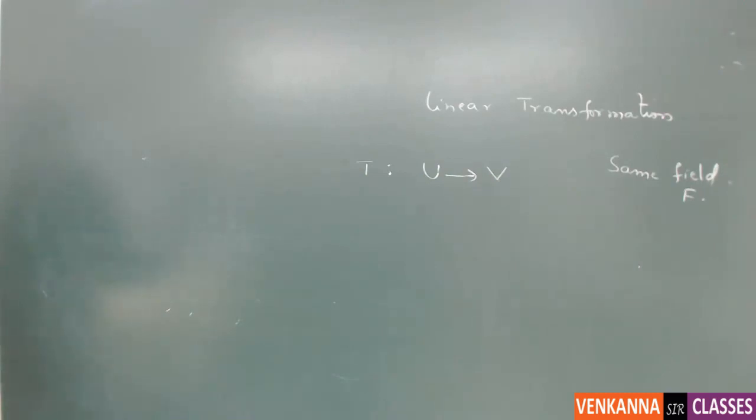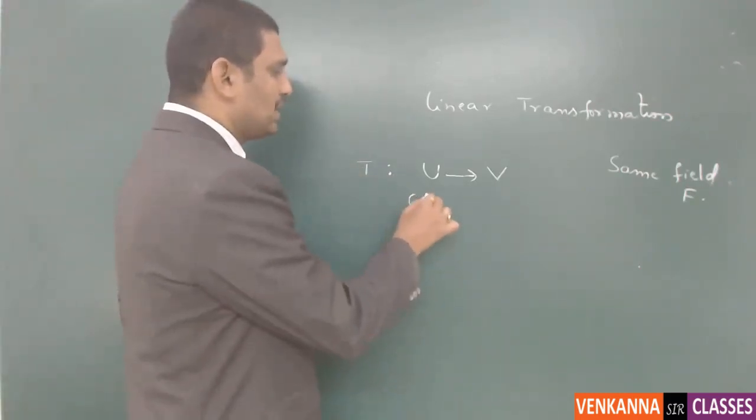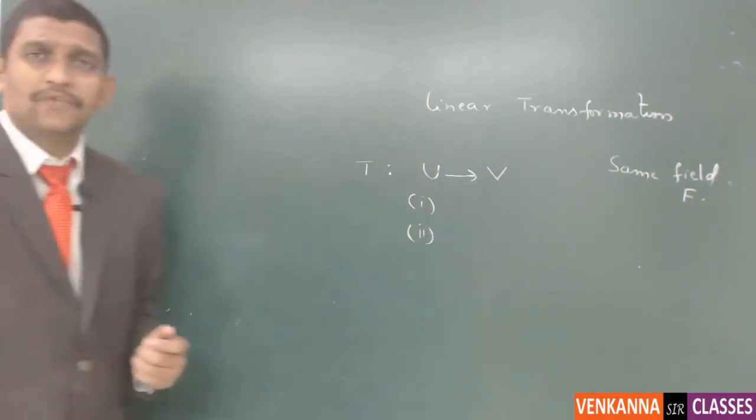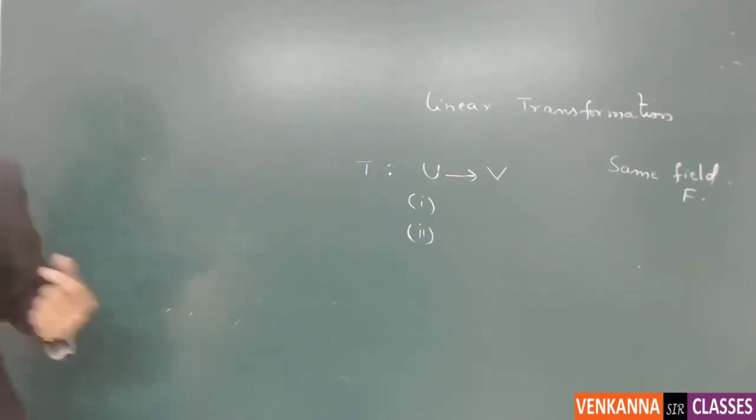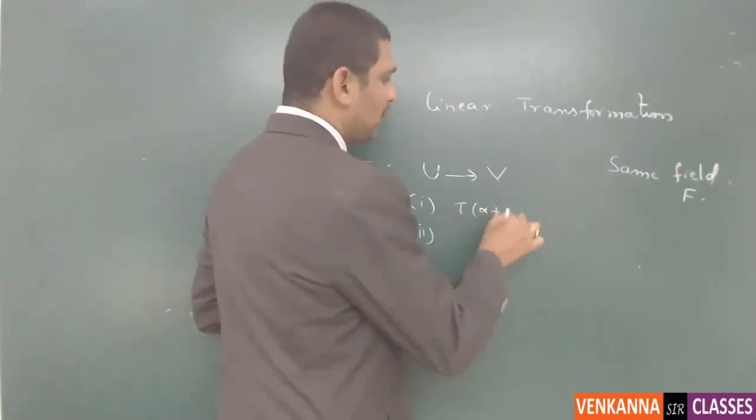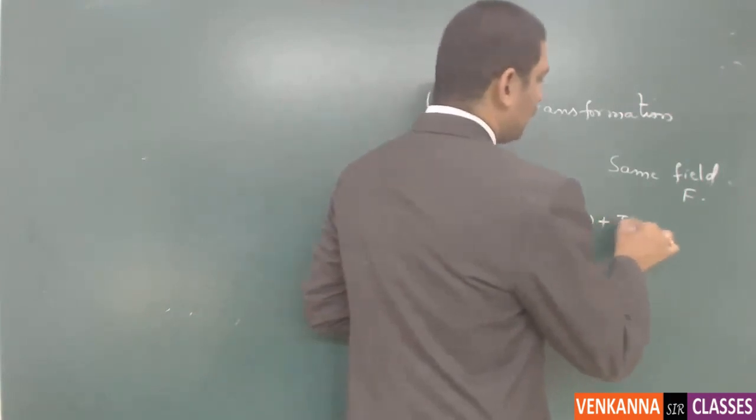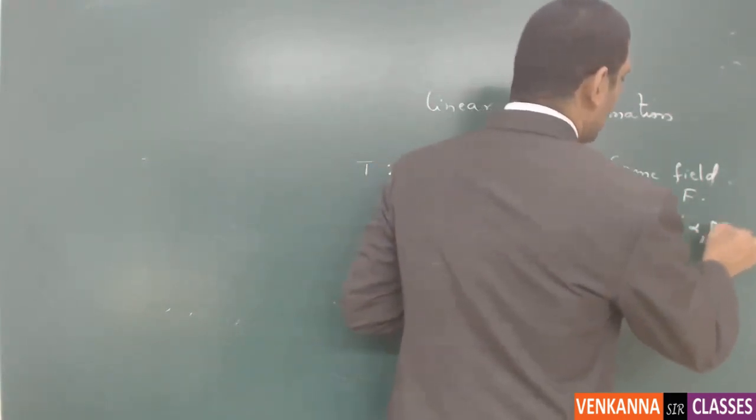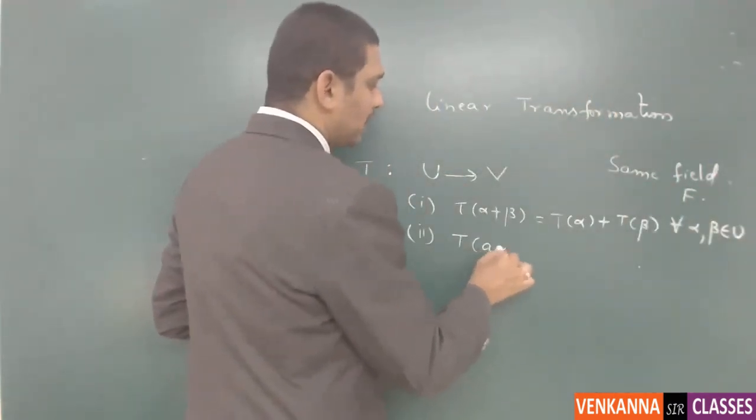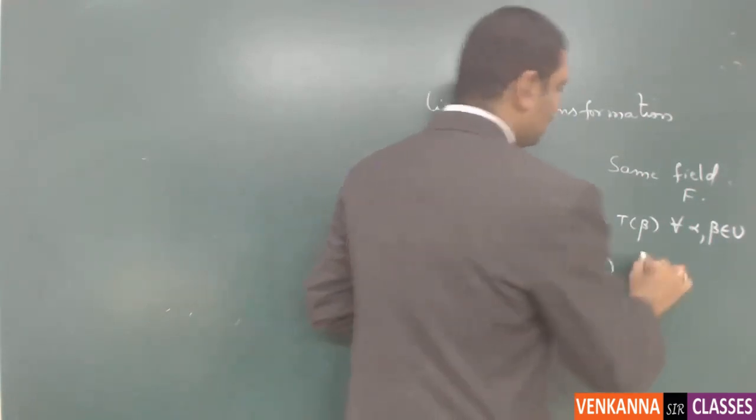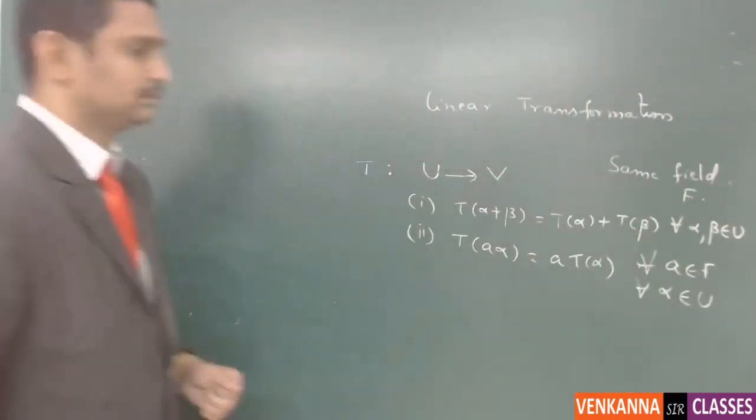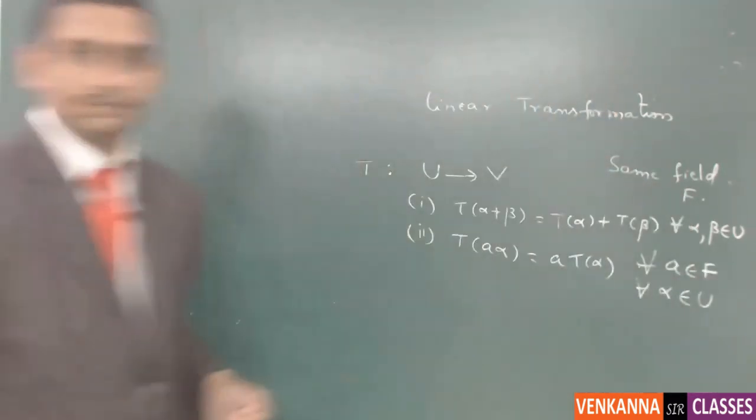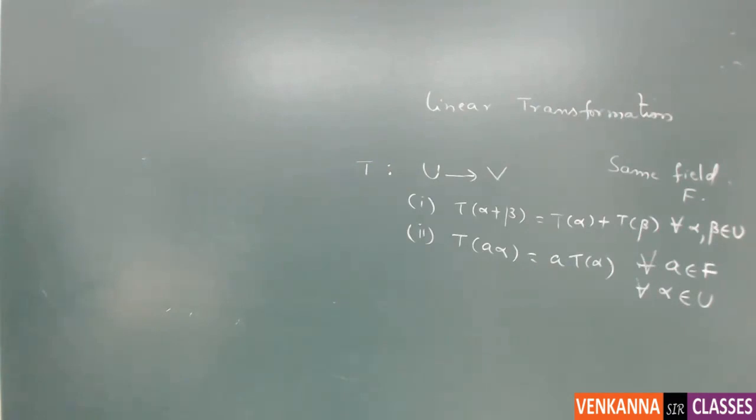You can define a function T from U to V in any manner. If T satisfies two conditions, then we say that T is a linear transformation from U to V. Those conditions are: T of alpha plus beta equals T of alpha plus T of beta for all alpha, beta belongs to U, and T of A alpha equals A into T of alpha for all scalars A belongs to F, and for all vectors alpha belongs to U. So this is the definition for linear transformation.